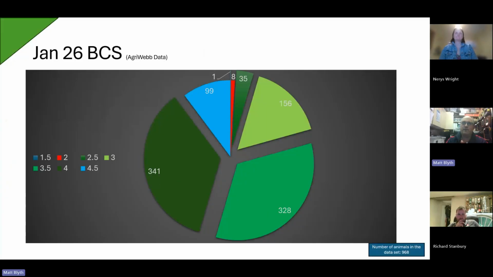4.5 got 99 sheep. That's your 4.5. So the whole flock condition score has moved on quite a bit. Yeah, when we condition scored them at scanning, Richard, I was really pleased with how fit they were. Yeah, no, I think we got them there.